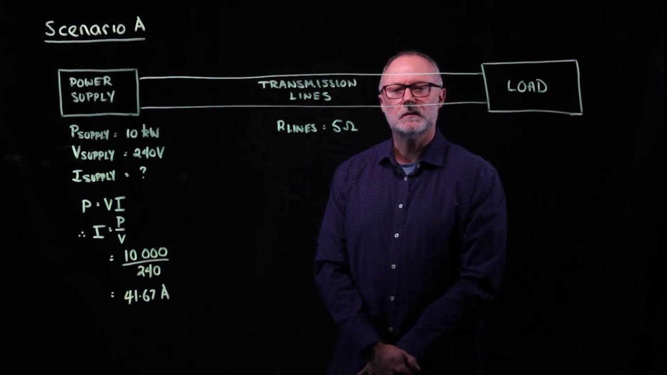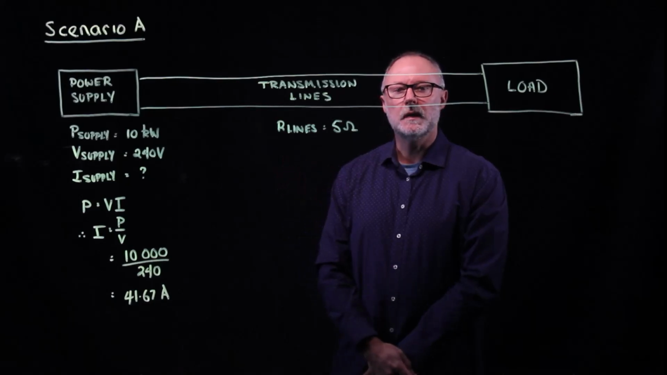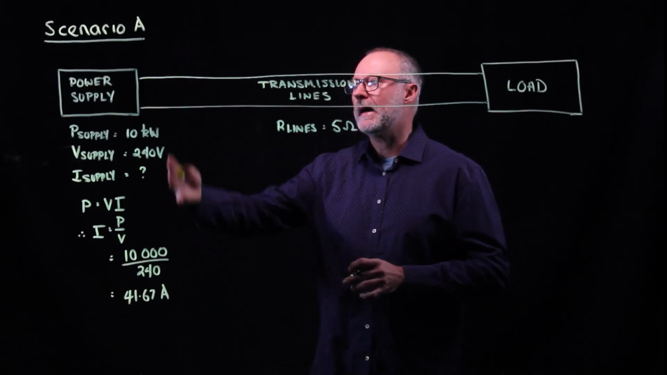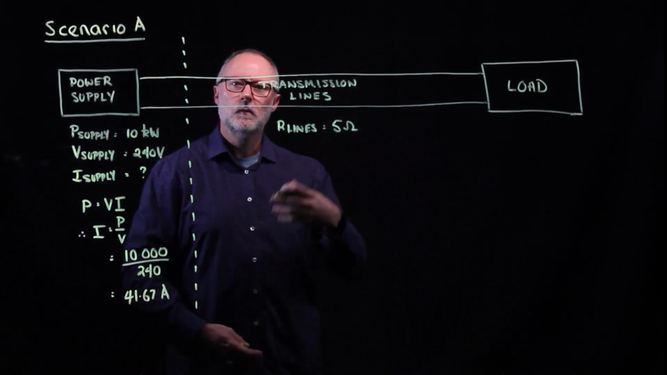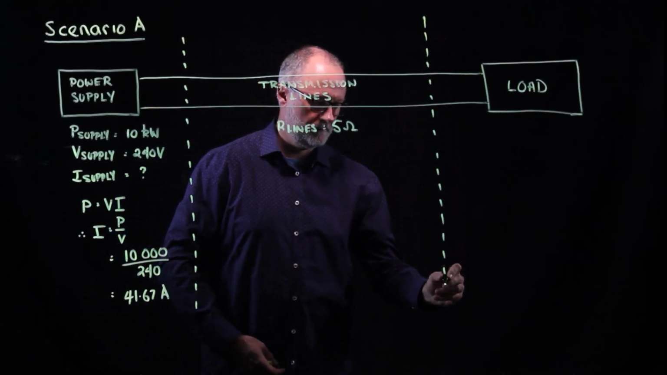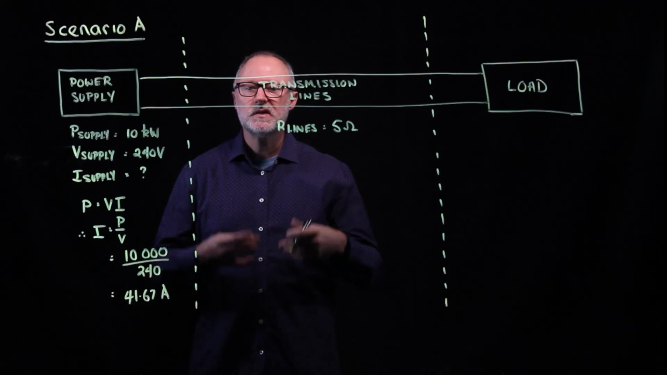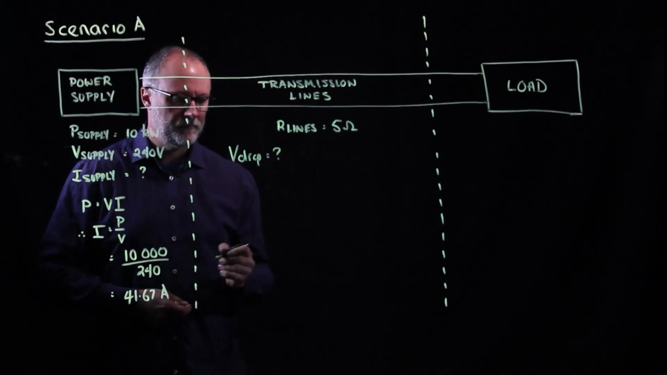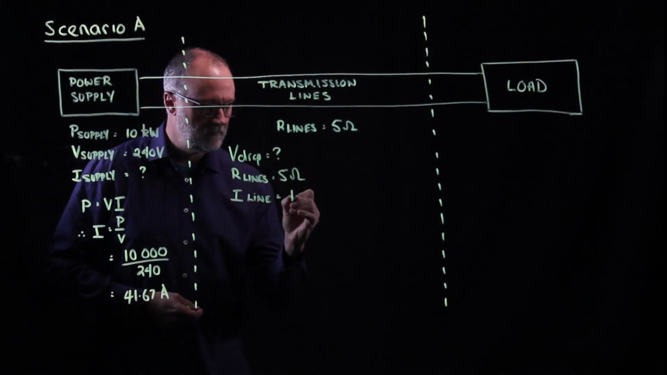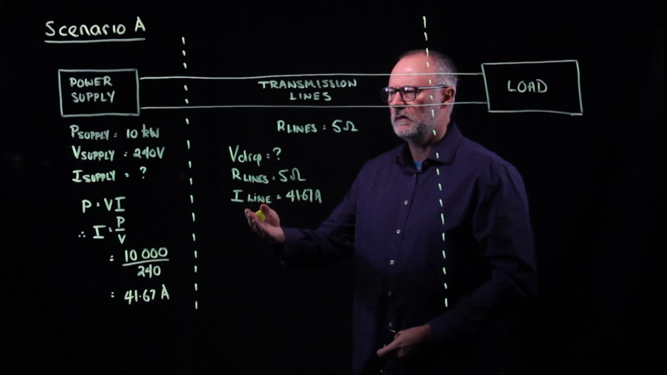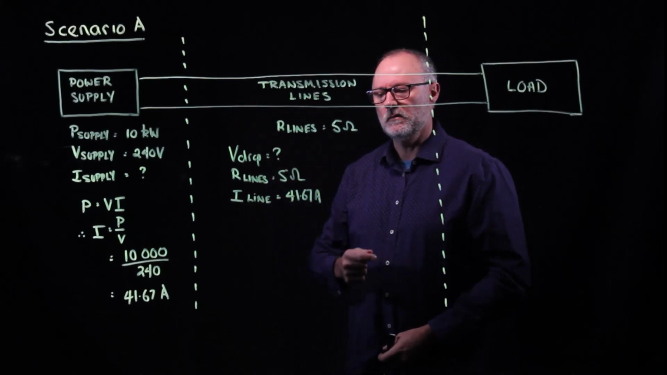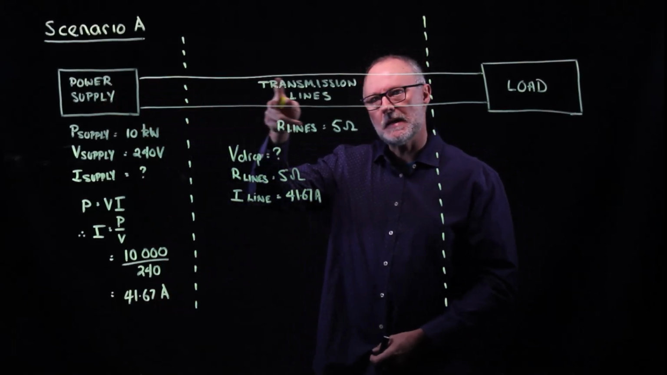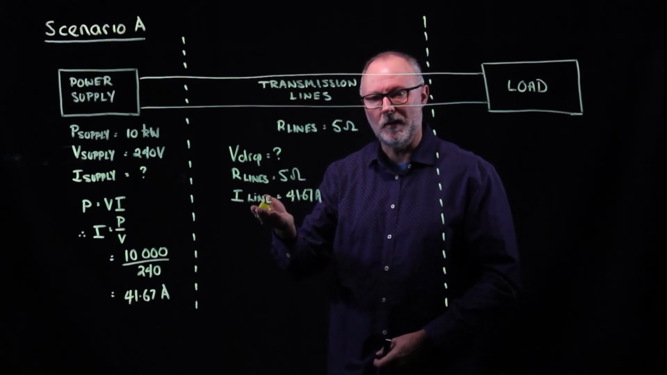The second part of this question, we've been asked to work out what is the voltage drop in the power lines. So I'd like to consider this, if you like, in three sections. We have our power supply, we have our transmission lines, and we have our load. So as a starting point, we know the resistance in the lines is 5 ohms. We also know the current coming out of the power supply to be 41.67 amps. Now that remains the same across the transmission lines, so that is also the current running through the lines.